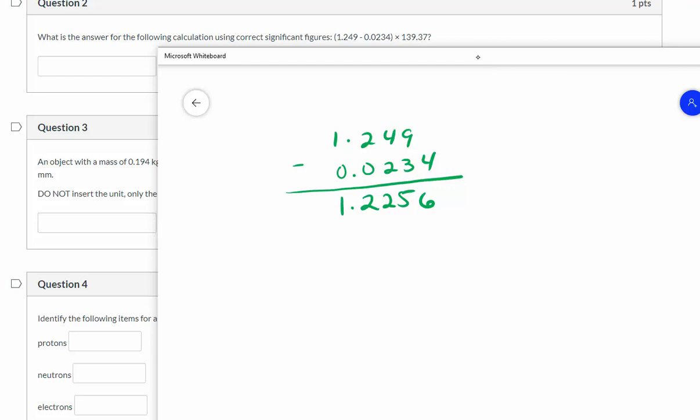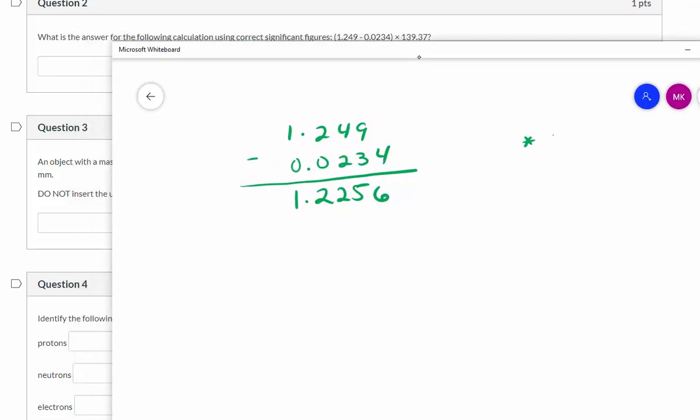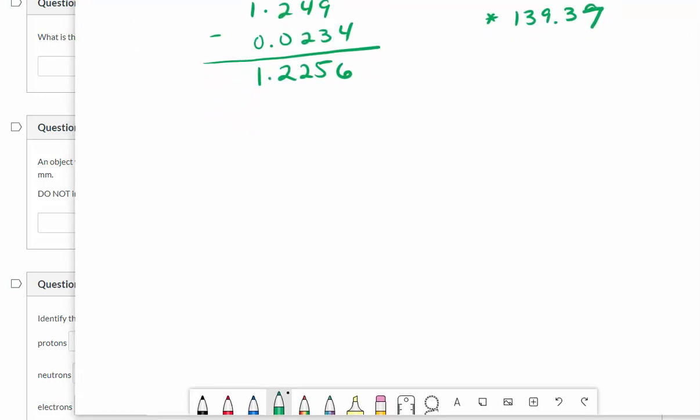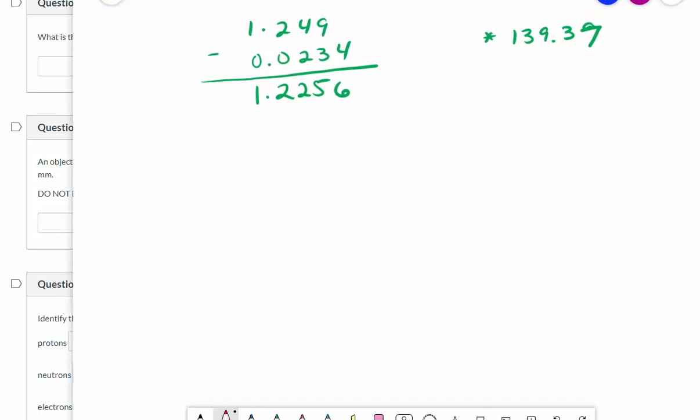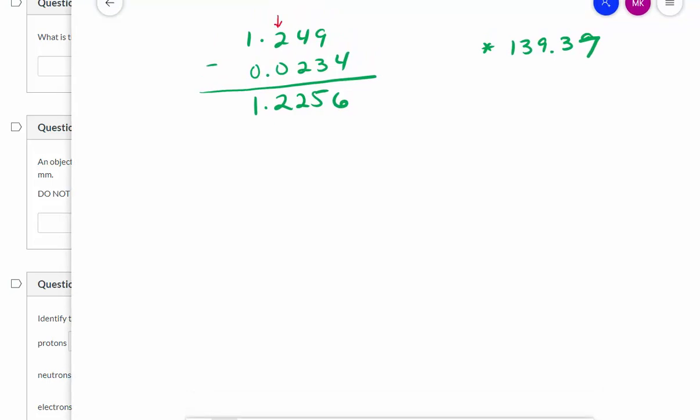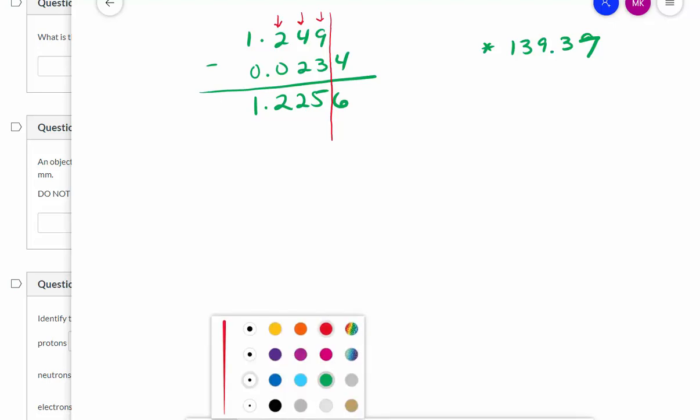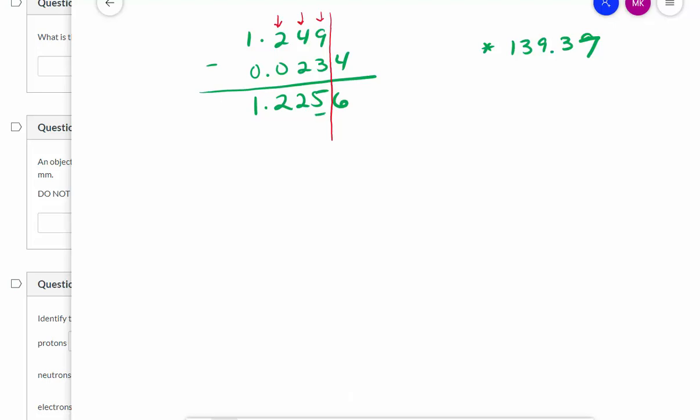1.249. Now, when we subtract, I'm just going to write this value down here so that I have it. When we subtract, we need to make sure that our answer is not more precise than the least precise number that we started with. So here we have the 10th place, we have the 100th place, we have the 1000th place. And that is as precise as this can get. So we have to round, and we'll round then to the 1000th place. So we look at this 5, we look next door, and we would have to round that to 1.226.